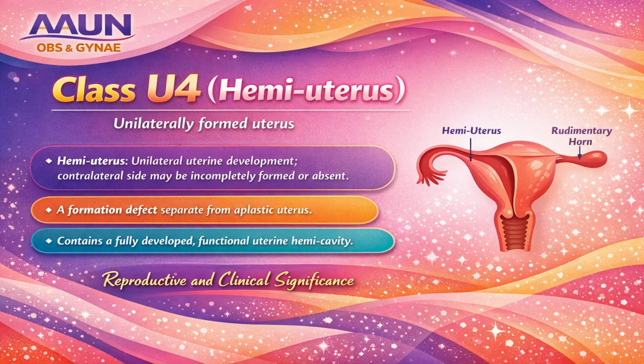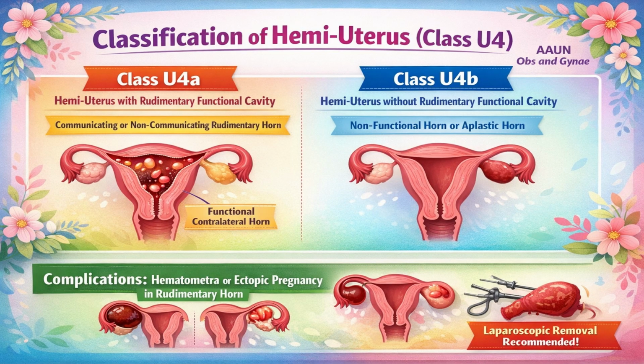Class U4 is in fact the hemi-uterus, means unilaterally formed uterus. Hemi-uterus is in fact due to uterine developmental problems. Contralateral side may be incompletely formed or absent. A formation defect separate from aplastic uterus contains a fully developed functional uterine hemicavity. It has got important reproductive and clinical implications.